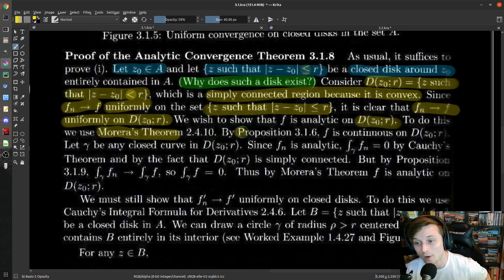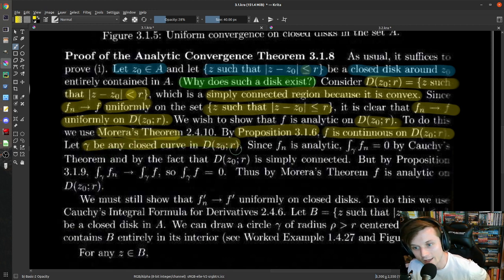So proposition 3.1.6, F is continuous on this little disk, absolutely. It's the uniform limit of continuous functions. We've been using that the entire class. Great. Let's grab any closed curve in this open disk of radius r, centered at z naught. Since the Fn's are analytic by assumption, the contour integral about these Fn's is 0. That's just Cauchy's theorem, obvious from the fact that the disk is simply connected.